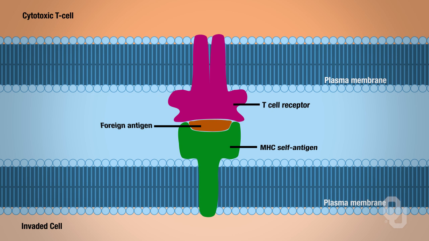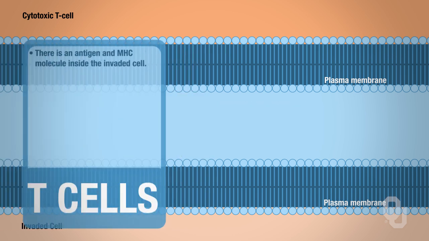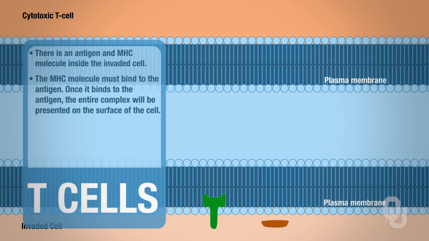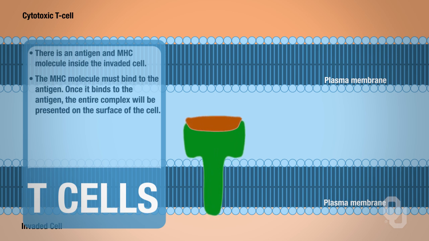What has to happen here in order for the T cell to bind to the antigen? So first off, we know that there is an antigen inside of this invaded cell. There's also an MHC molecule that's found inside of the cell as well. So what has to happen then is the MHC molecule has to bind to the antigen. Once it binds to the antigen, then this entire complex here gets presented on the surface of the cell.